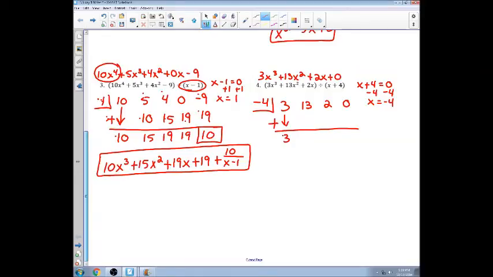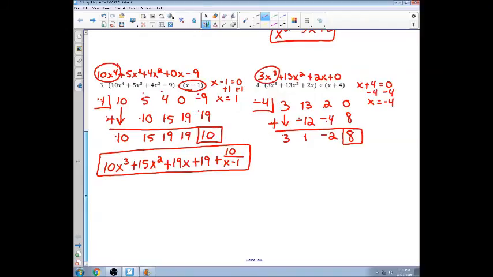Now I'm going to take the 3 times negative 4, which would be negative 12. 13 plus negative 12 is positive 1. 1 times negative 4 is negative 4. 2 plus negative 4 is negative 2. Negative 2 times negative 4 is positive 8. 0 plus positive 8 would be positive 8. That is my remainder.